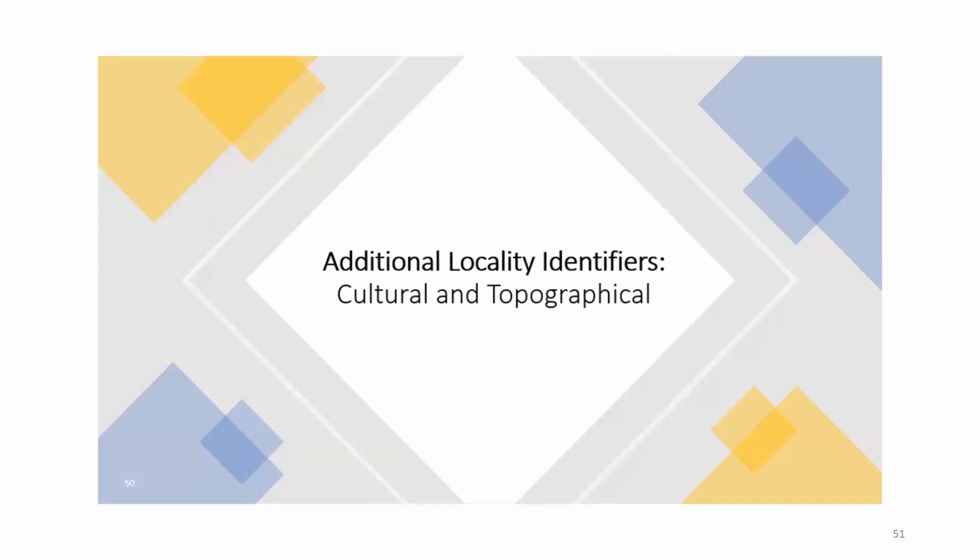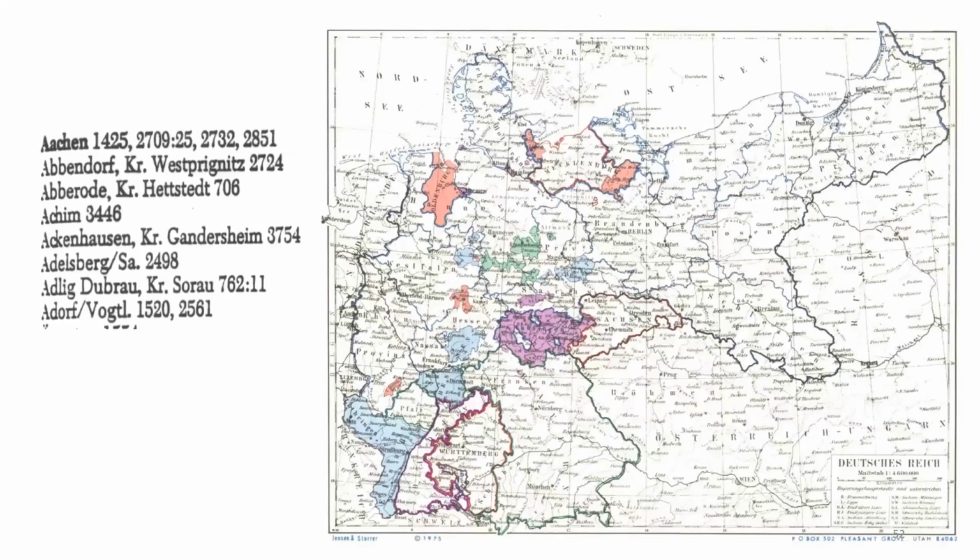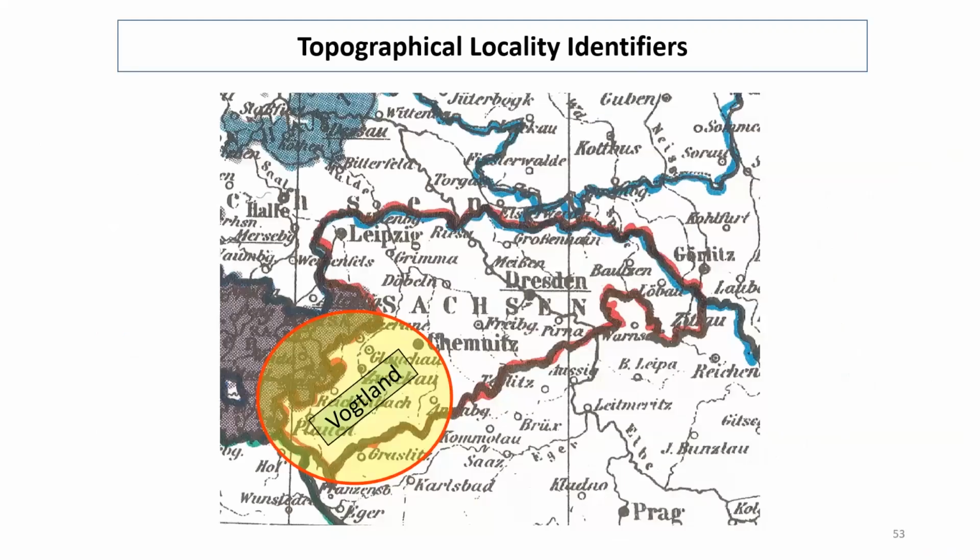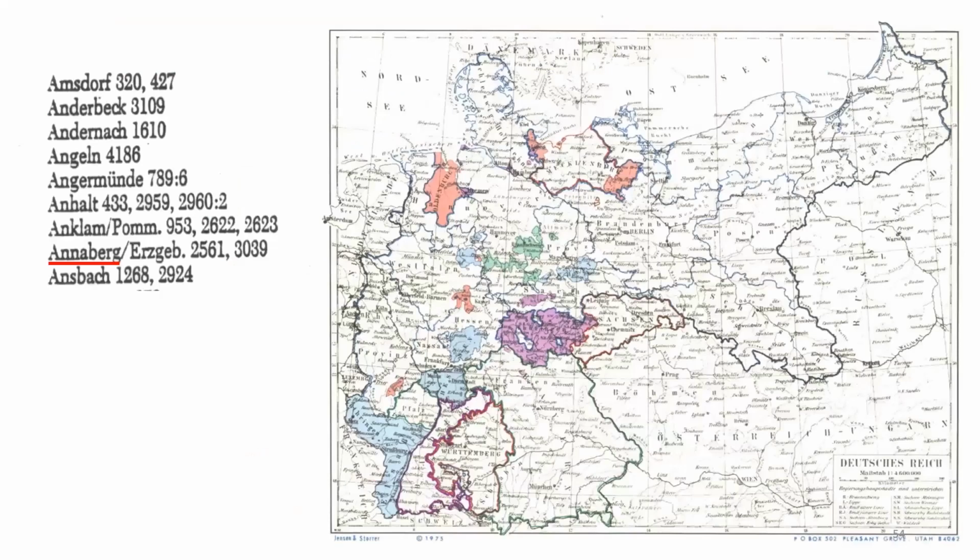So there are additional locality identifiers and clarifiers. They are cultural and topographical areas. In this example, the cultural clarifier for the town of Abendorf is identified with the abbreviation of VOGTL, which stands for Vogtland. The Vogtland is located in the southwest part of the Kingdom of Saxony and was taken over. It was a former nobility area which died out in the late 1590s and was taken over by the Kingdom of Saxony. Even to this day, the towns and the people of this area still refer to themselves as being from the Vogtland.